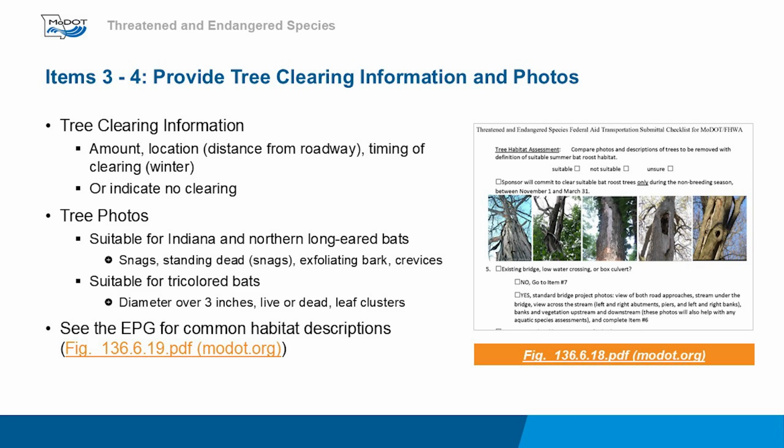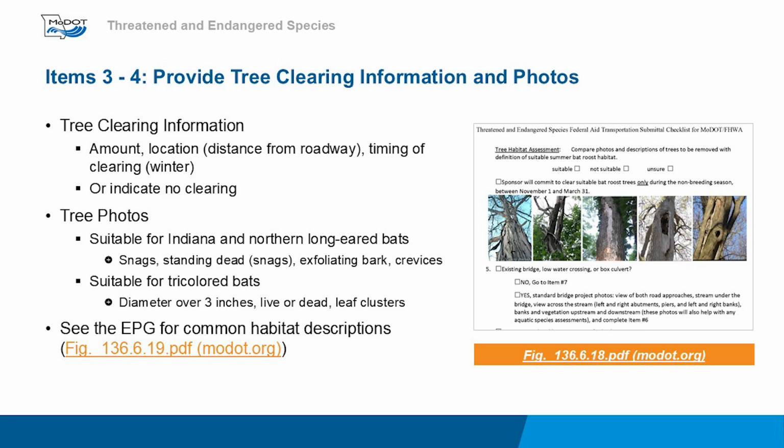If your project does not involve tree clearing, indicate this in the Request for Environmental Review and your Threatened and Endangered Species submittal materials. If your project does involve tree clearing, you will need to complete a site visit to document the trees within the project area and determine if they may be suitable roosting habitat for federally protected bat species. Indiana bats and northern long-eared bats use standing dead trees, also known as snags, or living trees with damage, peeling or exfoliating bark, cracks, and crevices.